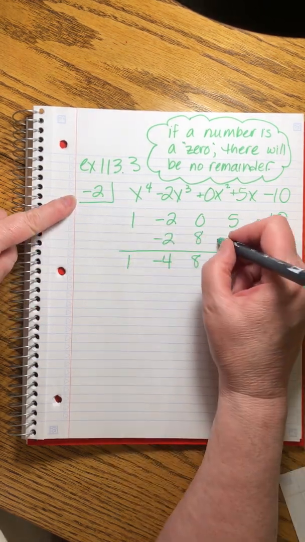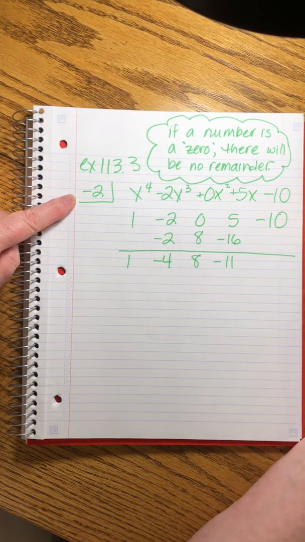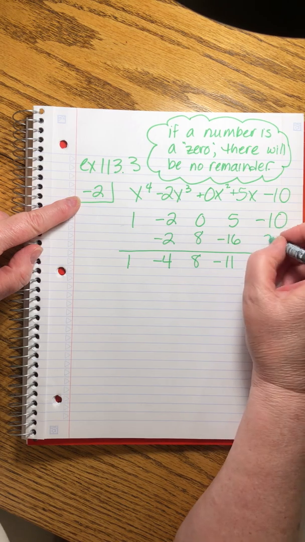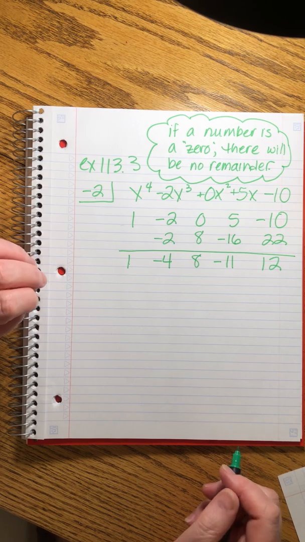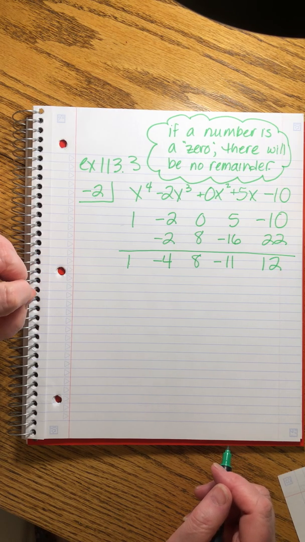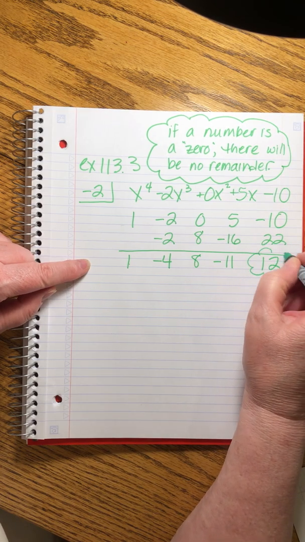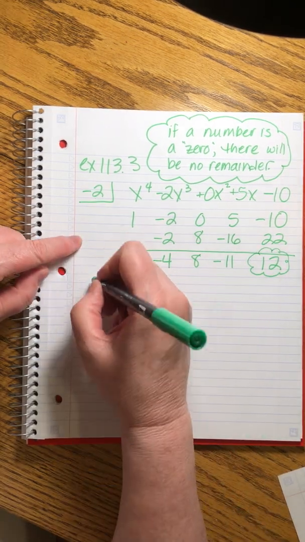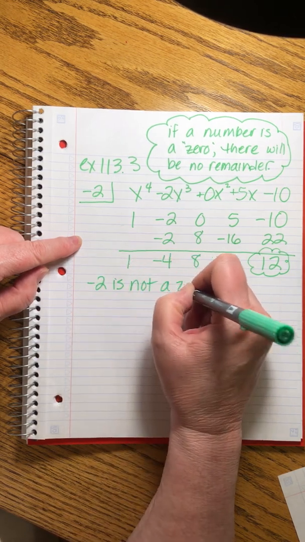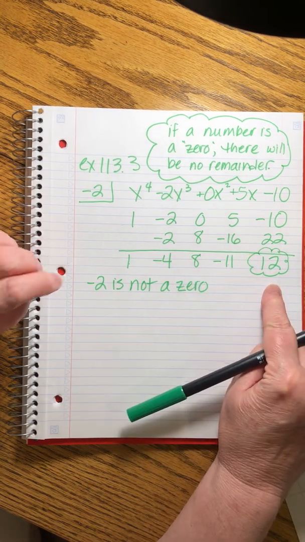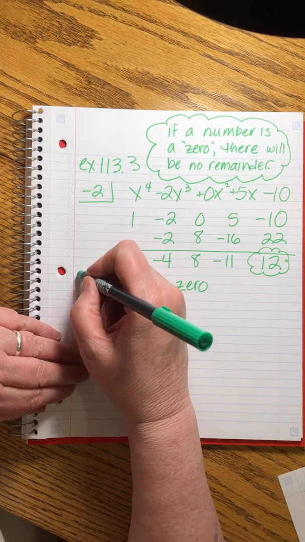We multiply. We add. That gives us negative 11. We multiply. And we add positive 12. Now, the question is, use synthetic division to see if this is a 0. We have a remainder, and so we know that minus 2 is not a 0 of this because we have a remainder. If it was a 0, it would come out clean. Sad.